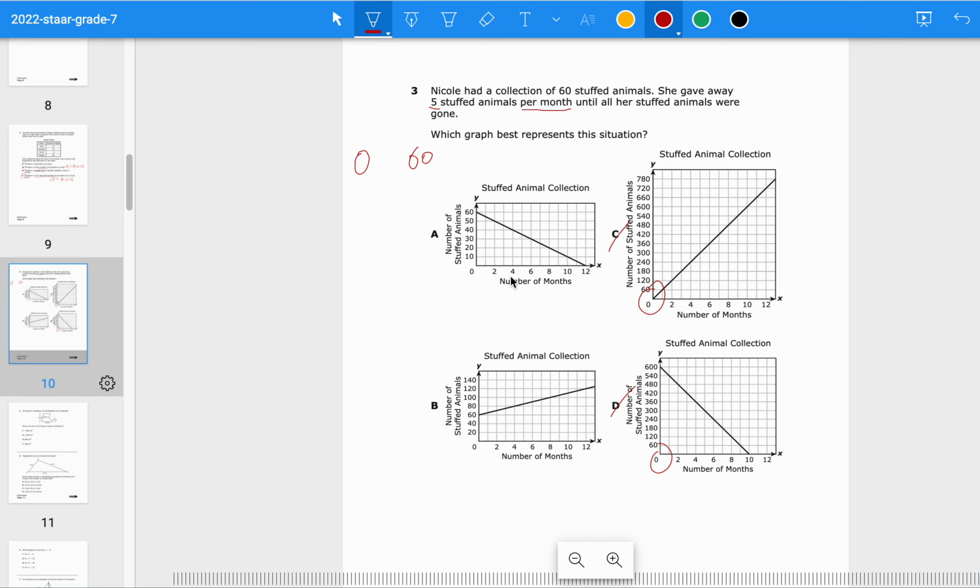And by common sense, she's giving them away, so her stuffed animals will definitely go down, right? So by looking at these 2 charts, this one is going up. She won't have more than 60 animals. So this one is wrong. But also if you look in detail, let's see after 2 months. After 2 months, she gives away 10 in total. So 60 minus 10 would be 50. So after 2 months, she should have 50. And this one is correct, 50. So A is right.